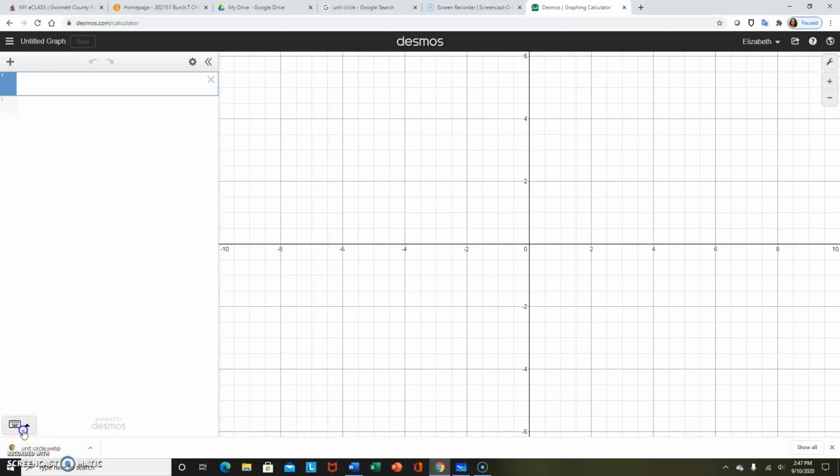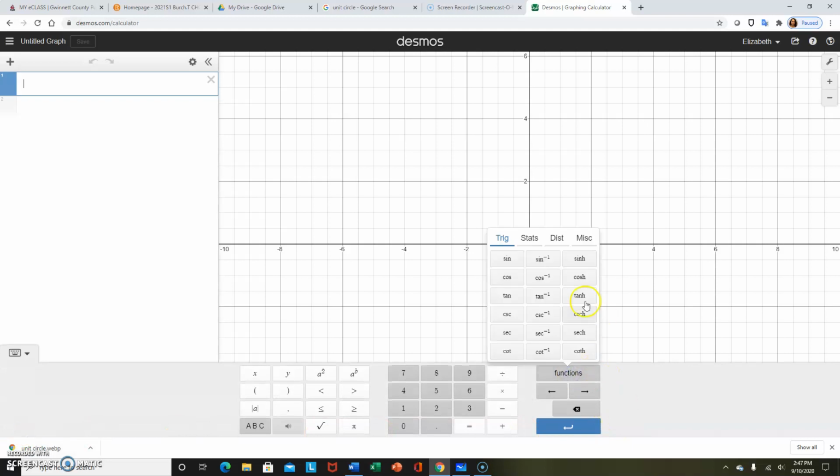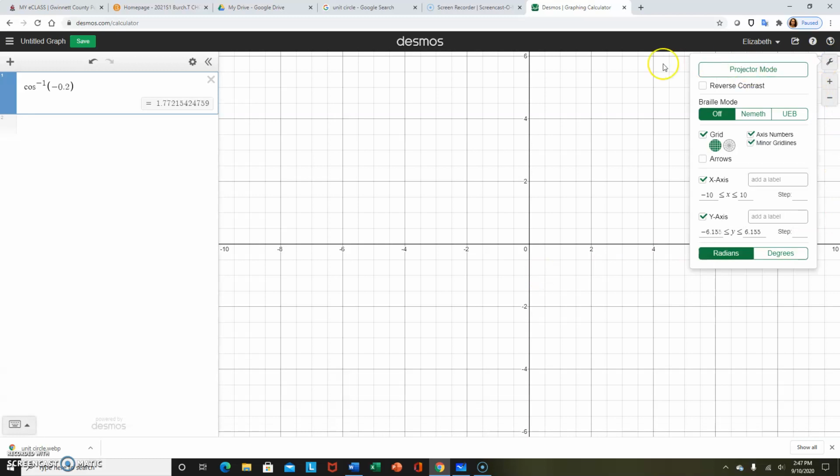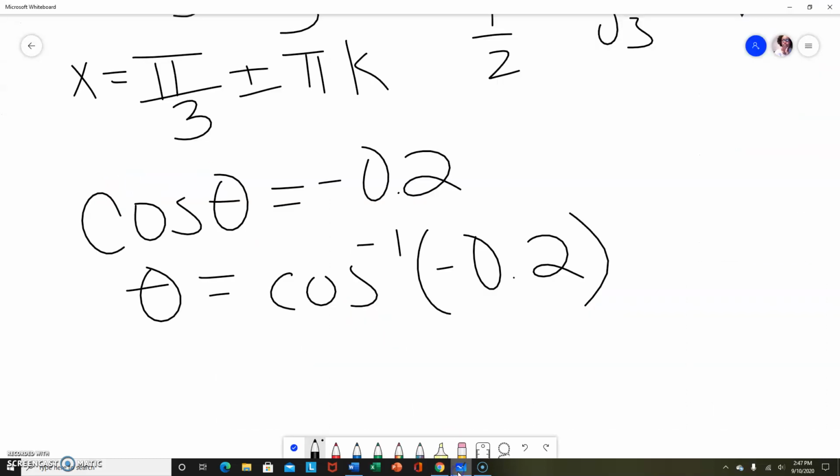So I'm going to go here to my functions, cosine inverse of negative 0.2. And it gives it to me in radians, right? So if I want it in radians, that's the answer that I would use. And if I want it in degrees, I will come over here to my little wrench, click on degrees, and it gives it to me in degrees. Now, this is not my only answer. So let's go back to the whiteboard to talk about it.